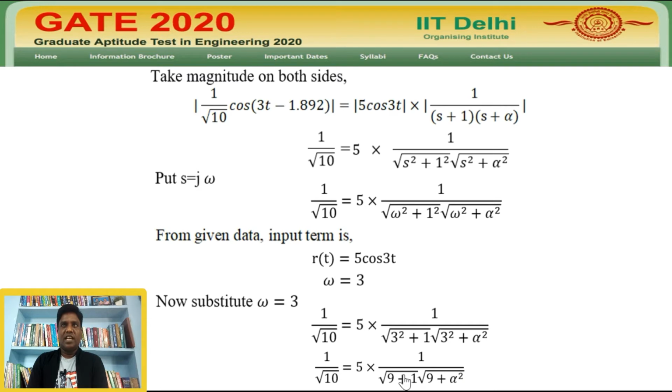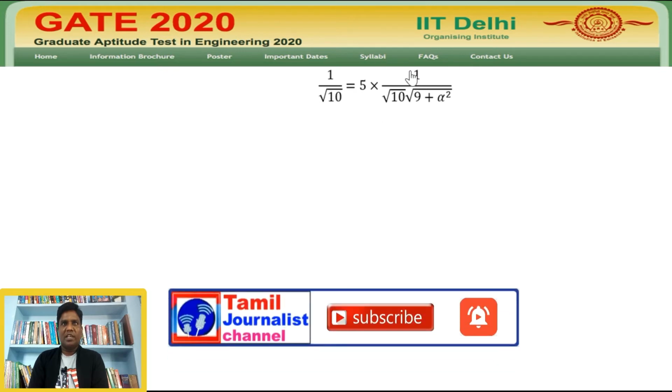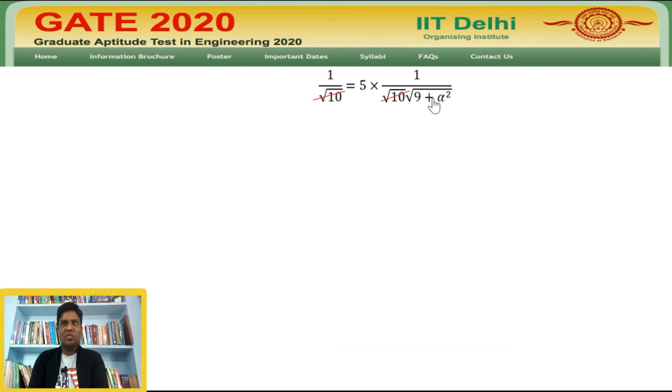In this equation, on the right hand side, the root of (9 plus 1) in the second term's denominator is root 10. Then the equation will be 1 divided by root 10 equal to 5 into 1 divided by root 10 into the root of (9 plus alpha square). Here the root 10 in the left hand side denominator and the root 10 in the right hand side denominator cancel each other. Also do the cross multiplication of the right hand side denominator into the left hand side. After that the equation will be the root of (9 plus alpha square) equal to 5.